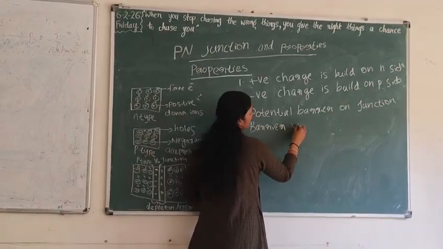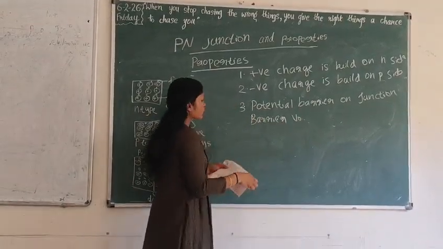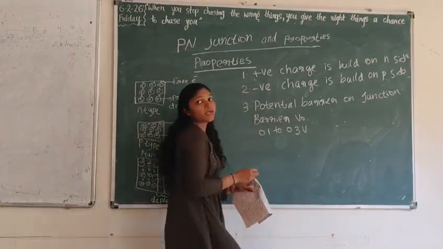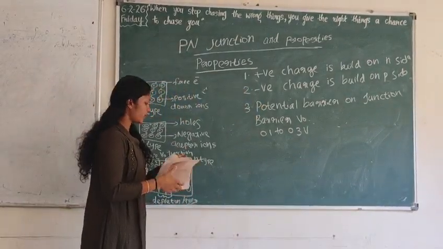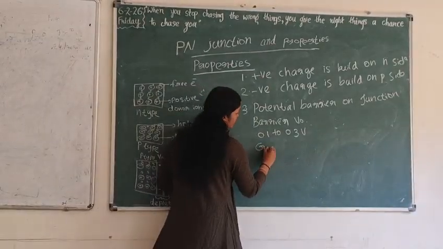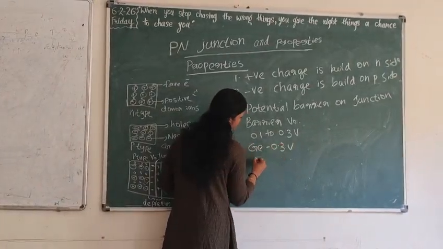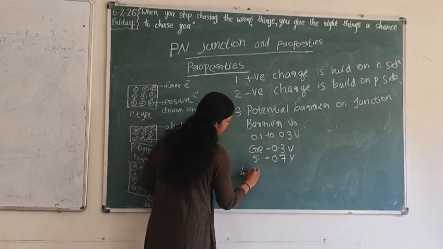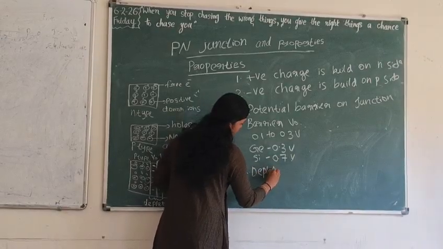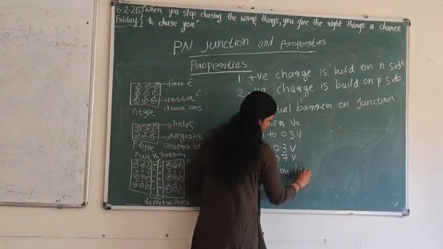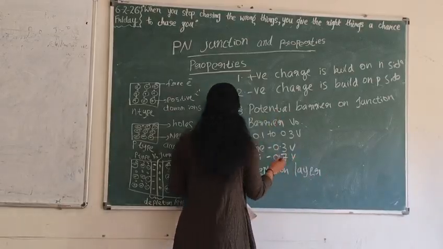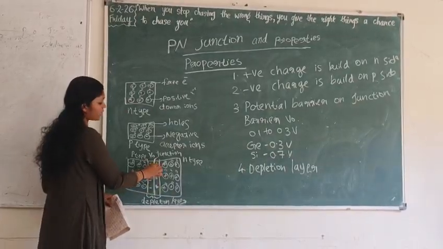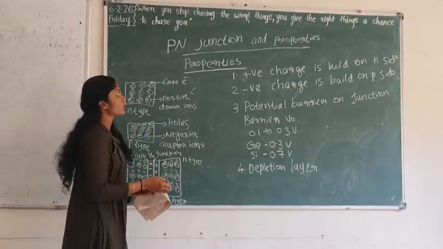This is represented by V0. Its order is from 0.1 to 0.3 volt. At room temperature, the potential barrier for germanium is 0.3 volt, and for silicon it is 0.7 volt. There is also a depletion layer formed. This is the region where the carrier ions are immobile and they are fixed. So these are the properties of the PN junction.